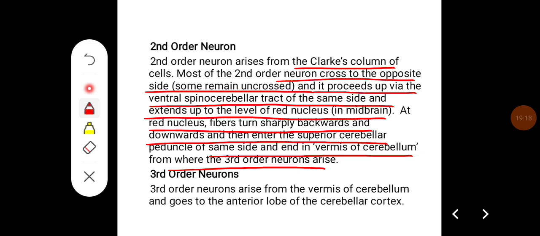Third order neurons arise from the vermis of the cerebellum and go to the anterior lobe of the cerebral cortex, which forms third order neurons.